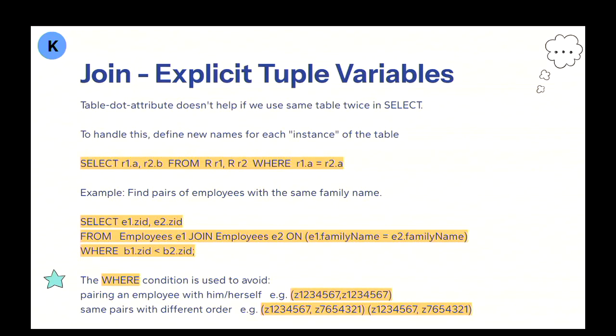sometimes, because we are running the same table twice, we may have duplicate data with different orders. So AB or BA, they are joined together. As long as they have the same family name, they will appear twice. And this smaller than here can help to remove the same pairs with different orders. This is how we deal with using the same table twice in one statement. And this is just a small trick, and you don't have to worry about that.